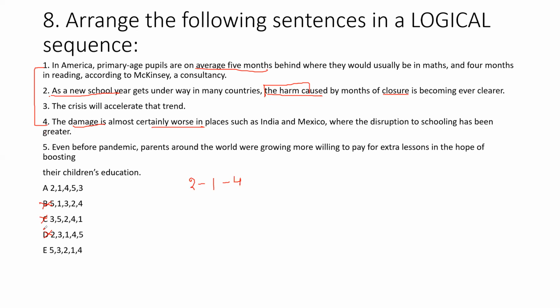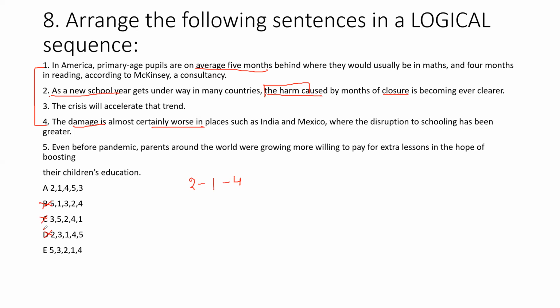Then, if you look at this, we're left with two sentences. The crisis will accelerate that trend. So which trend are we talking about? When we look at the trend, the trend is discussed in sentence 5.